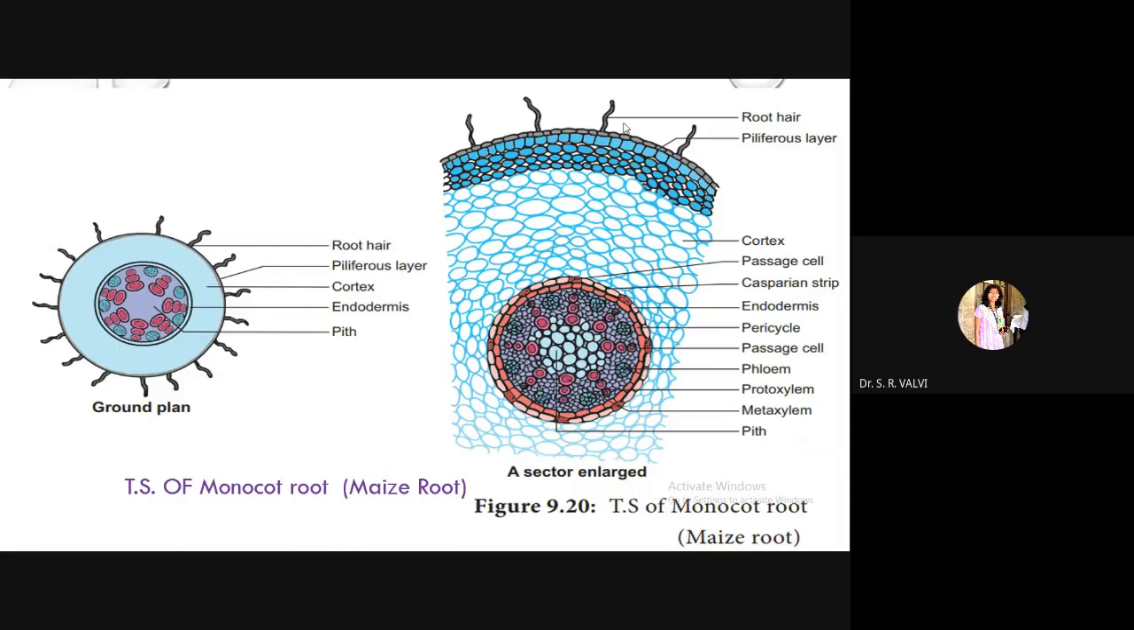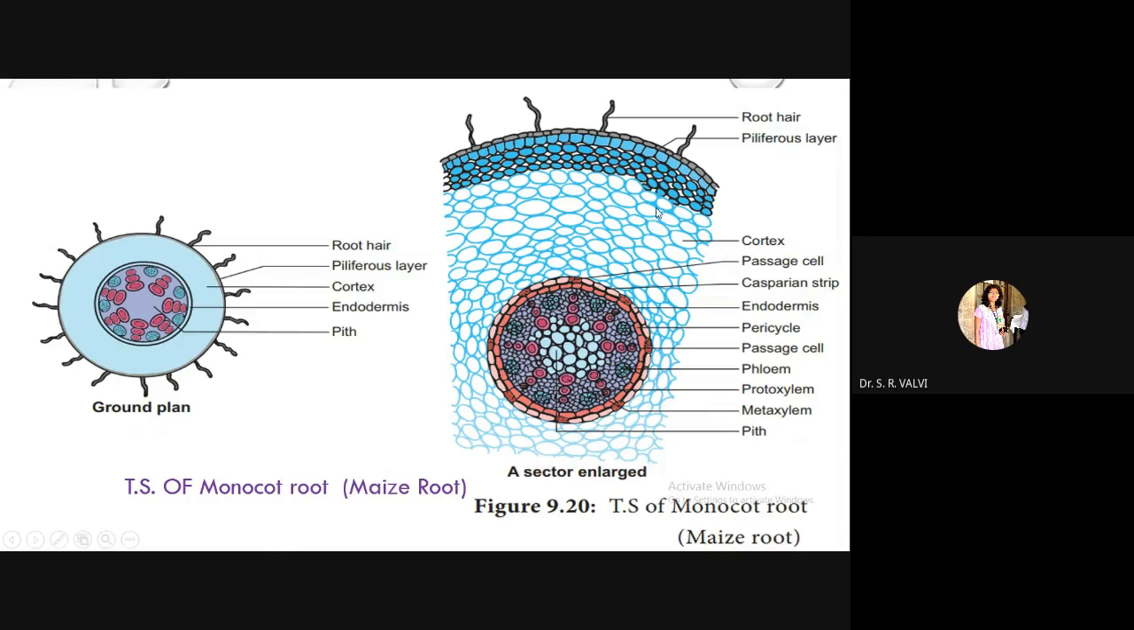Now, the piliferous layer, that is nothing but your epiblema. It is single layered. It is made up of parenchymatous cells, and it helps in the protection of inner cells. This is the main function of the piliferous layer. Now, next to the piliferous layer, you are observing somewhat dark blue colored cells and faint blue colored cells. The upper dark blue colored cells are compactly arranged and are called hypodermis, and they again help against foreign particles which are trying to enter within it.